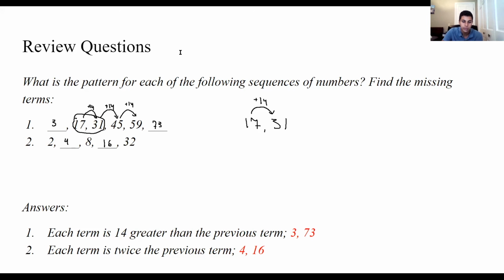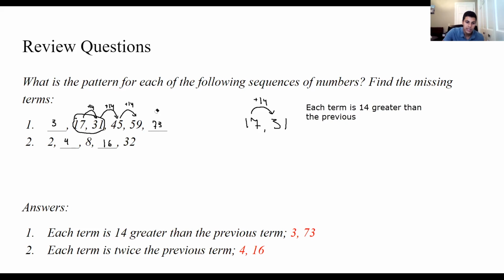So if we were to interpret this, we would write that each term is 14 greater than the previous term, since we just added 14. And that makes sense because, for example, 31 is 14 greater than the previous term, which is 17, because we added 14 to get there.